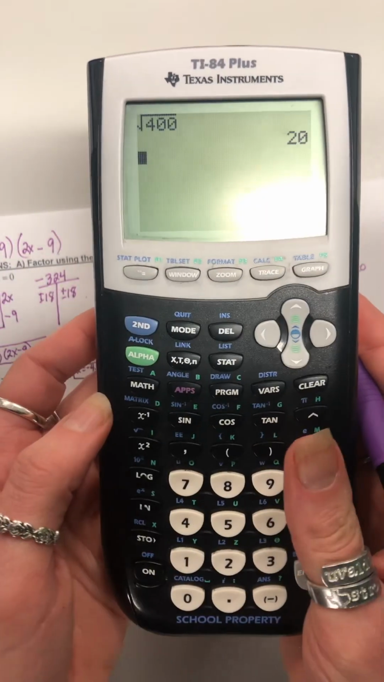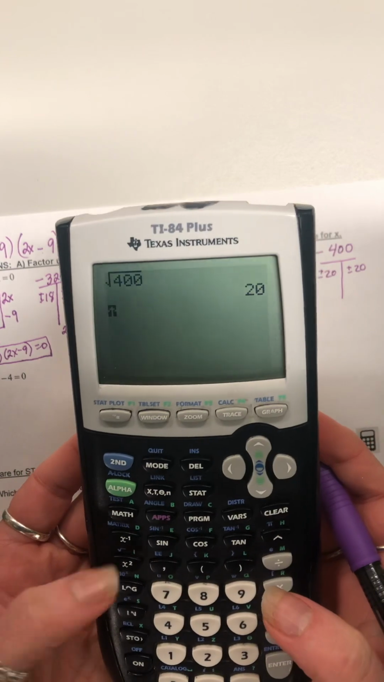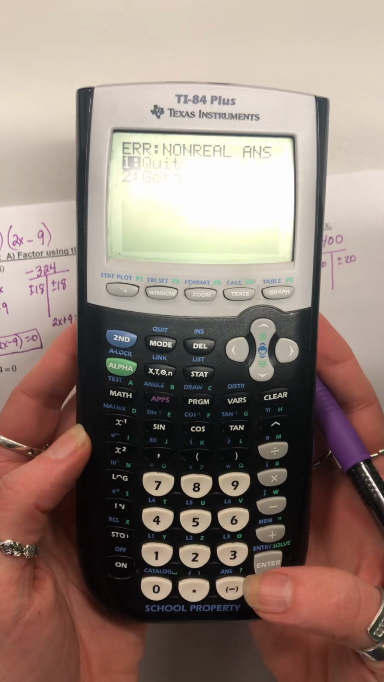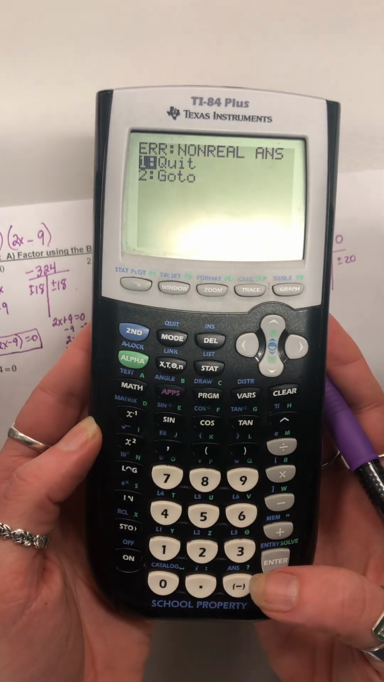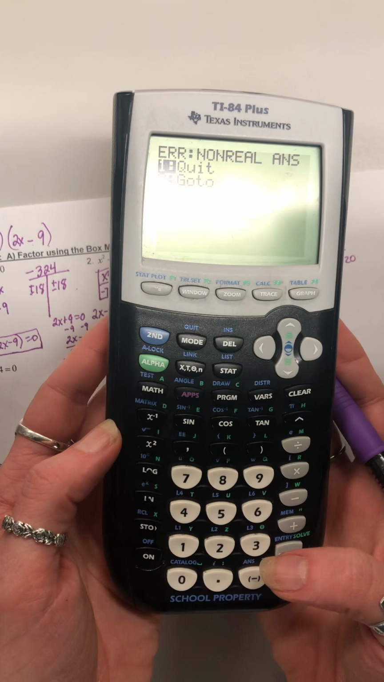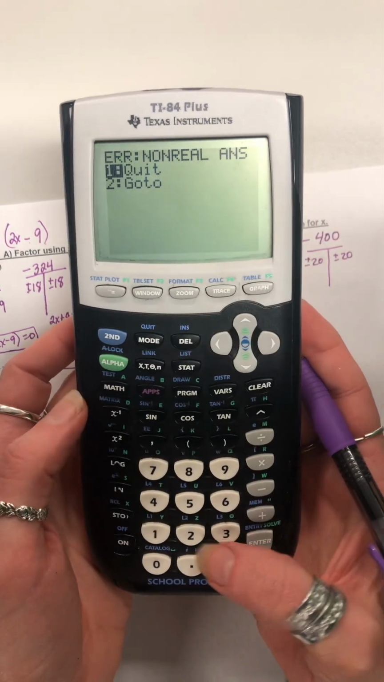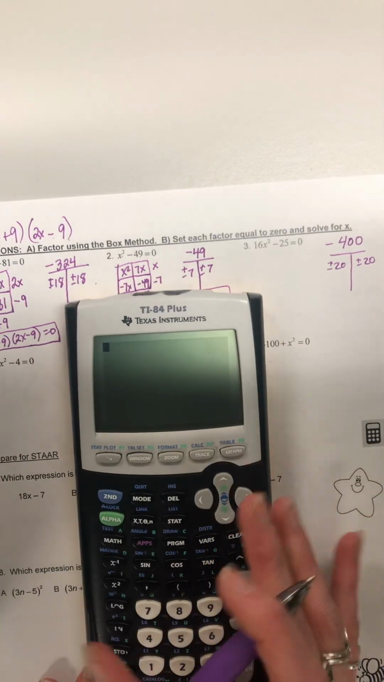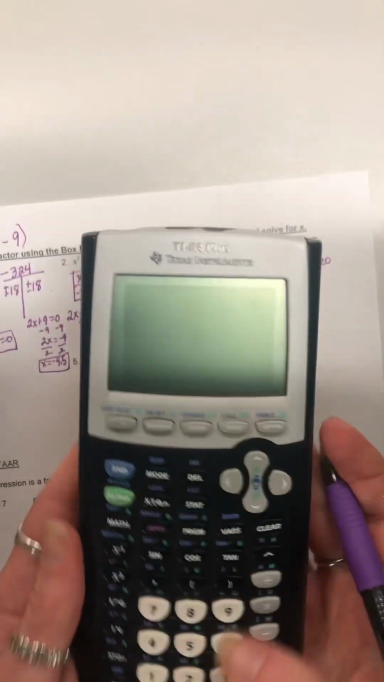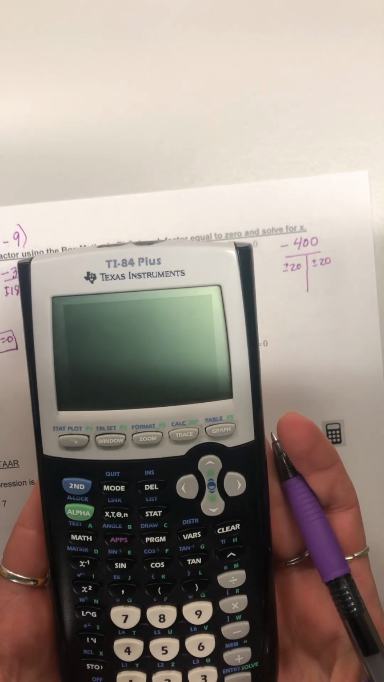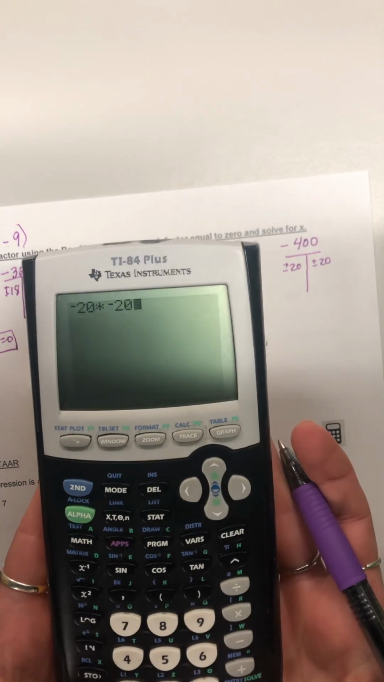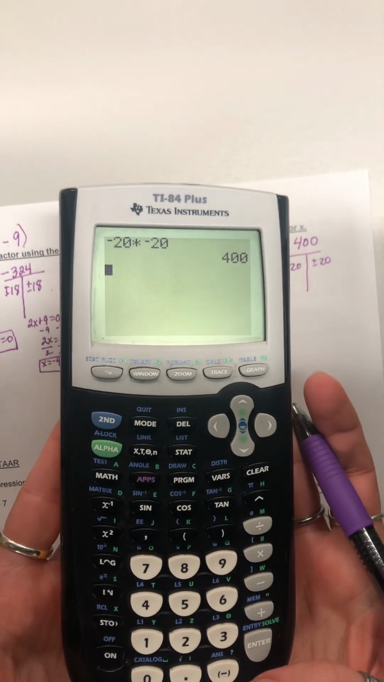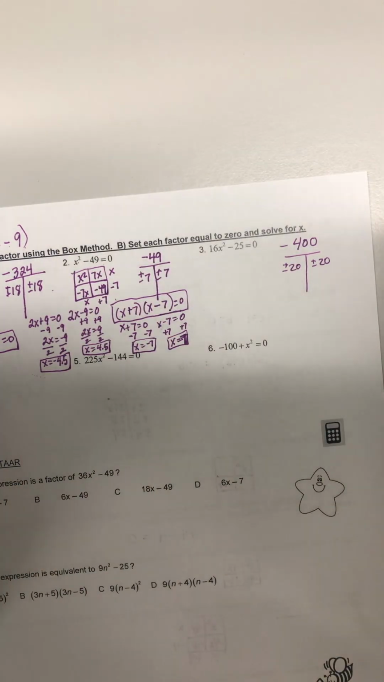Notice I don't want to put the square root of negative 400 under here because the calculator will give you an error. It says non-real answer. And the reason that it does that is because you can never multiply a number by itself and get a negative. If I do positive 20 times positive 20, that's 400. Negative 20 times negative 20 is also positive 400. So you never get a negative answer when you multiply a number by itself.